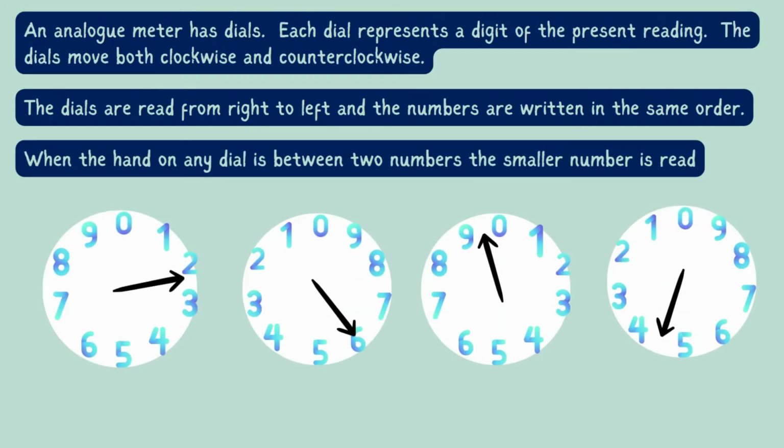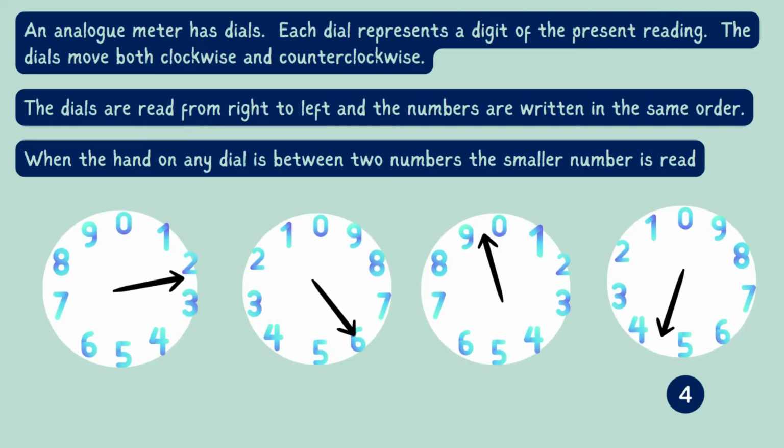An analog meter has dials. Each dial represents a digit of the present reading. The dials move both clockwise and counterclockwise. The dials are read from right to left, and the numbers are written in the same order. When the hand on any dial is between two numbers, the smaller number is read.